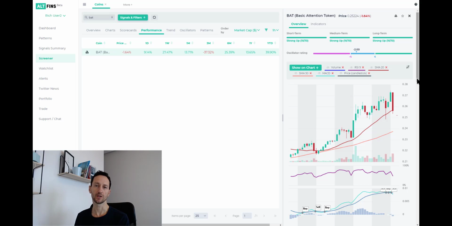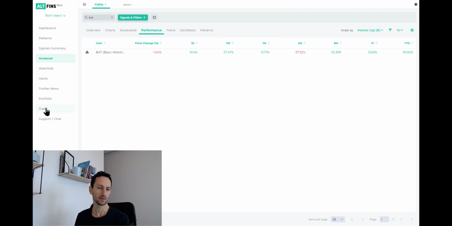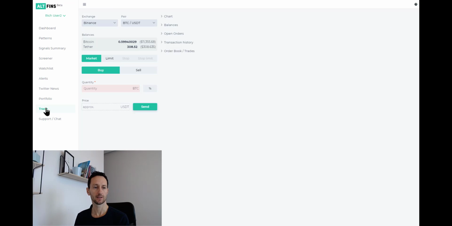What I'll probably do is buy half of my position right here at 25 cents and change, and then put in a limit order to buy at 24 cents as well. If it reaches that level, I'm willing to buy the other half of my position. So let's go ahead and go to the trade module of our system, and let's look at where I can buy it. First, I'm going to check my balances to see where I have some available US dollar balances.